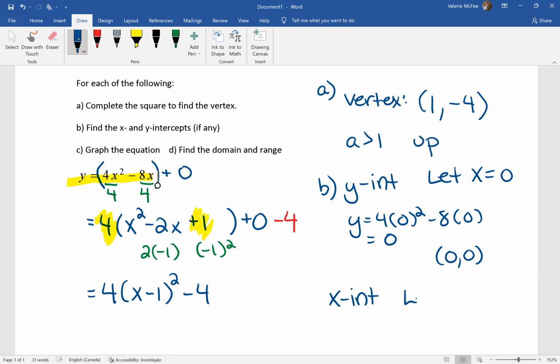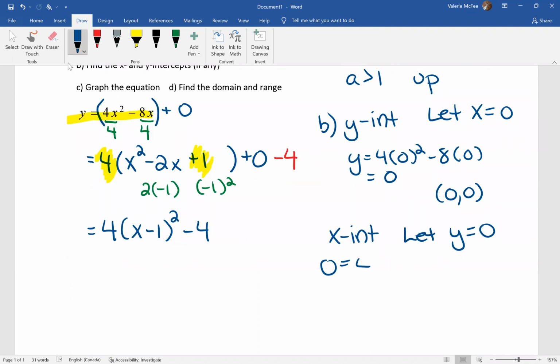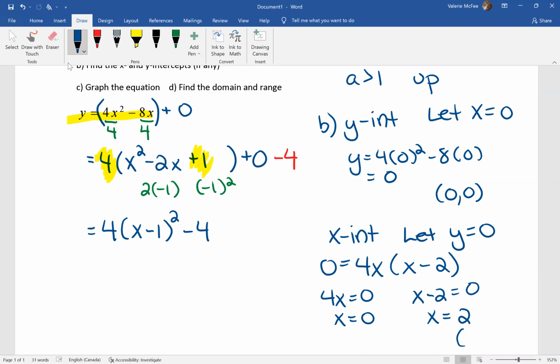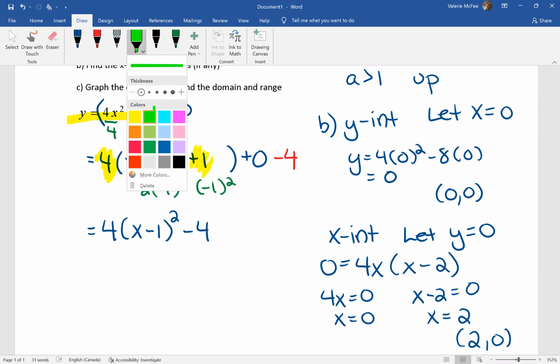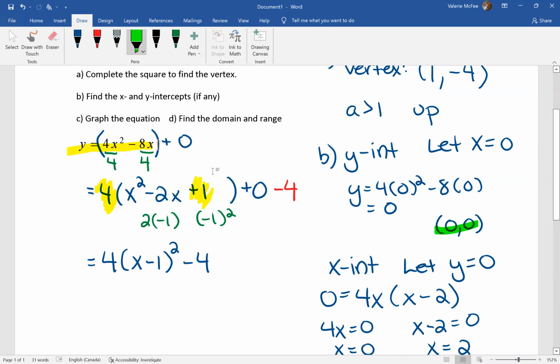For our x-intercept, we have to let y equal 0. And then, of course, we would factor that equation. We see that 4x is common. Using the zero factor theorem, we see that 0, 0 is one of our intercepts. We have that already. We also see that 2, 0 is an intercept. So now we actually have 3 points for this graph already. We have 2 intercepts and we have our vertex.